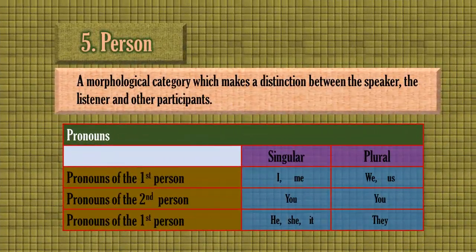The other category in inflectional morphology is person. It is a morphological category which makes a distinction between the speaker, the listener, and other participants. Generally, pronouns are categorized as three: first person pronoun, second person pronoun, and third person pronoun. And these are clear in the given table. Let's proceed to the next topic.